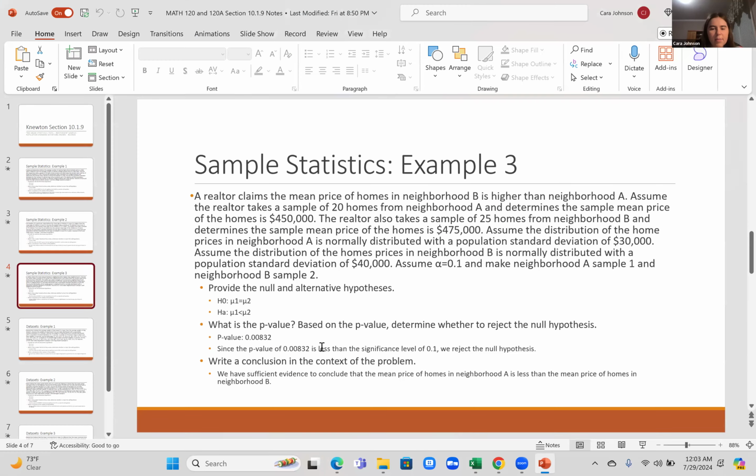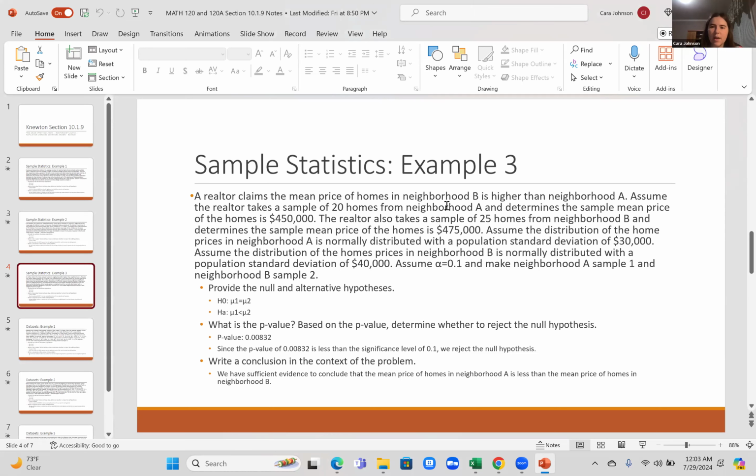So that p-value is less than my significance level of 0.1. So that means I'm going to be rejecting my null. If we reject, that means we have enough evidence that HA is true. So we have sufficient evidence to conclude that the mean price of homes in neighborhood A is less than the mean price of the homes in neighborhood B.